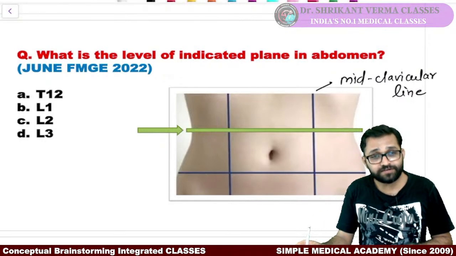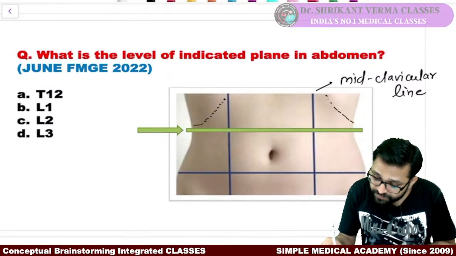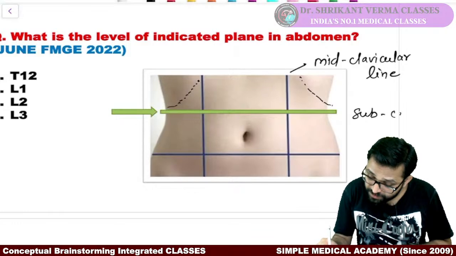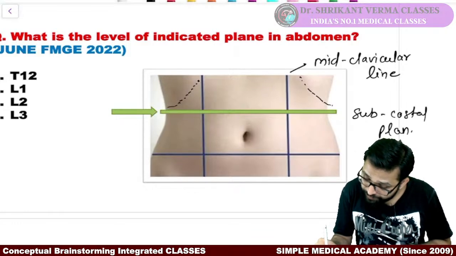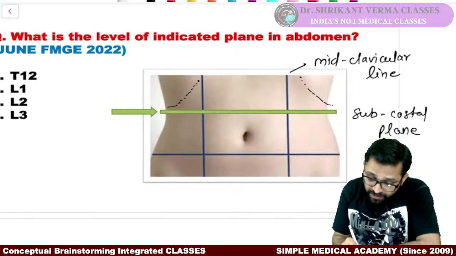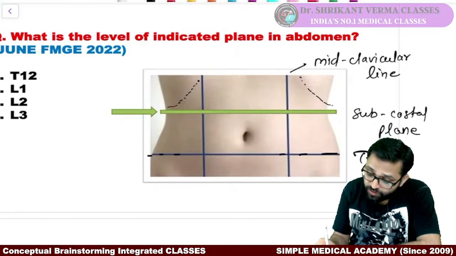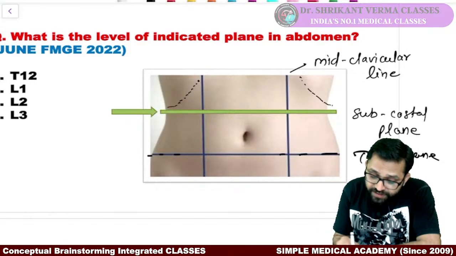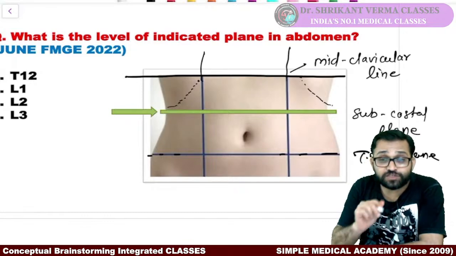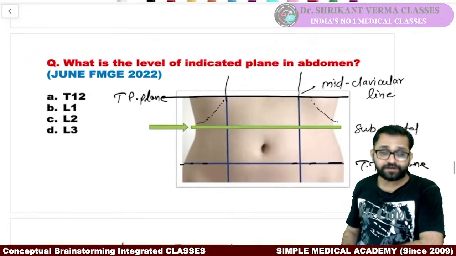Getting the point? Fine. Can you see this is the margin of the rib? So this is our subcostal plane, because it is passing through the lower margin of the rib. And another is passing through the hip bone tubercle part. This is our transtubercular plane. The 9 quadrants are divided by these lines. One more line you have to show passes through the pyloric part of the stomach, that is the transpyloric plane. So these are the different planes.